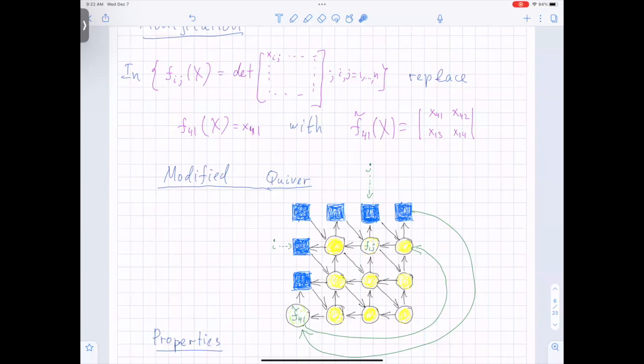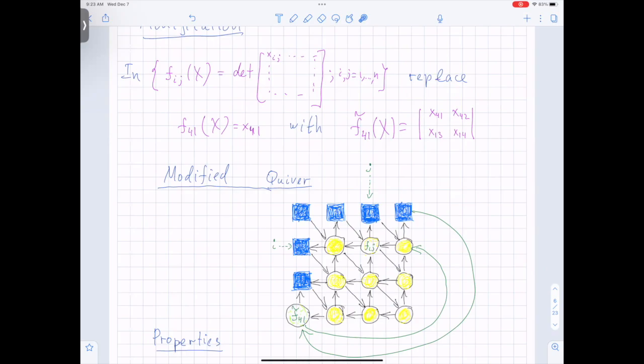So what I'm doing here, I'm replacing one of the functions. This used to be just x41. I replace it with this function, which again is a pretend minor. It's not a minor. You can look at it closer. Maybe your linear algebra students will write this as a minor, but it's not, right? Because there is a shift in the shape. And I unfroze it, and then I modified the quiver, so my rules of transformation are slightly different now.